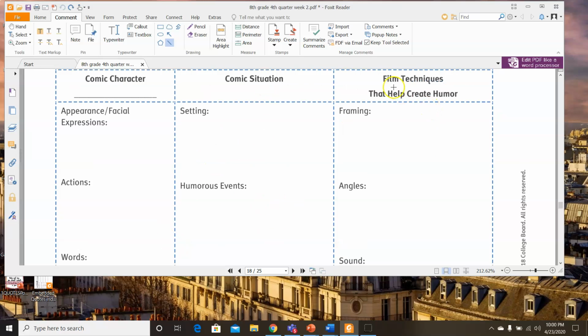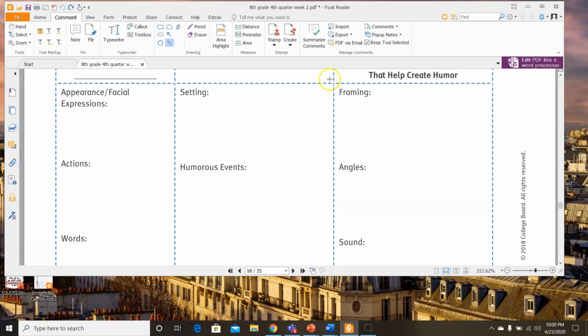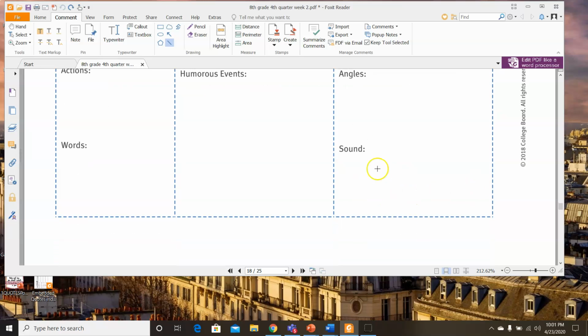And then film techniques that help create humor. You're going to discuss the framing of the video here, the angles used here, and then the sound used here. And the sound can include background noises, songs, laugh tracks, whatever.